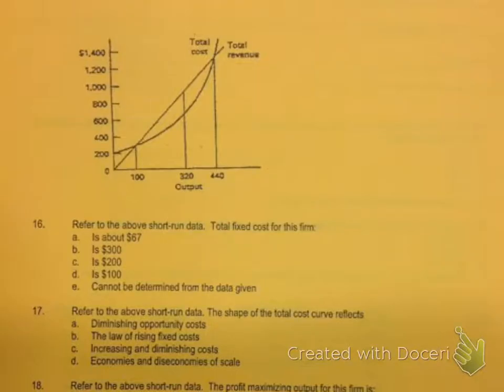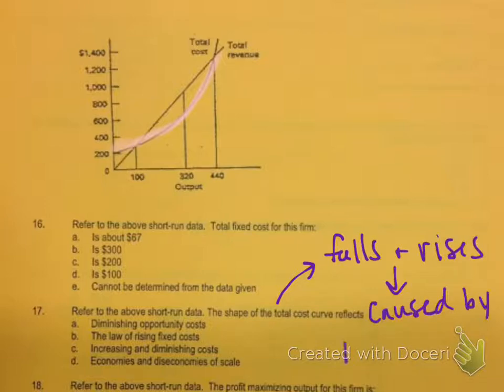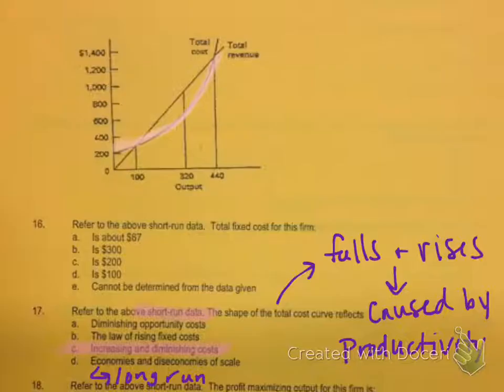Now the other thing to know too is that your total cost curve is actually this curve. So because of that, that's what we're looking at when it's talking about the shape of this curve. So since that curve is not completely straight, it means it doesn't go up at a constant rate. It means that those costs are shifting and changing. So when we're doing this one, we have to remember that the costs are falling and rising, and it's caused by productivity. Now, whenever we have productivity, we have to look and see if we're dealing with long run or short run, because that determines what economic concept is going to explain the rising and falling costs. So because it's the short run, it's going to be because of increasing and diminishing returns. Because the economies and diseconomies of scale have to do with the long run.